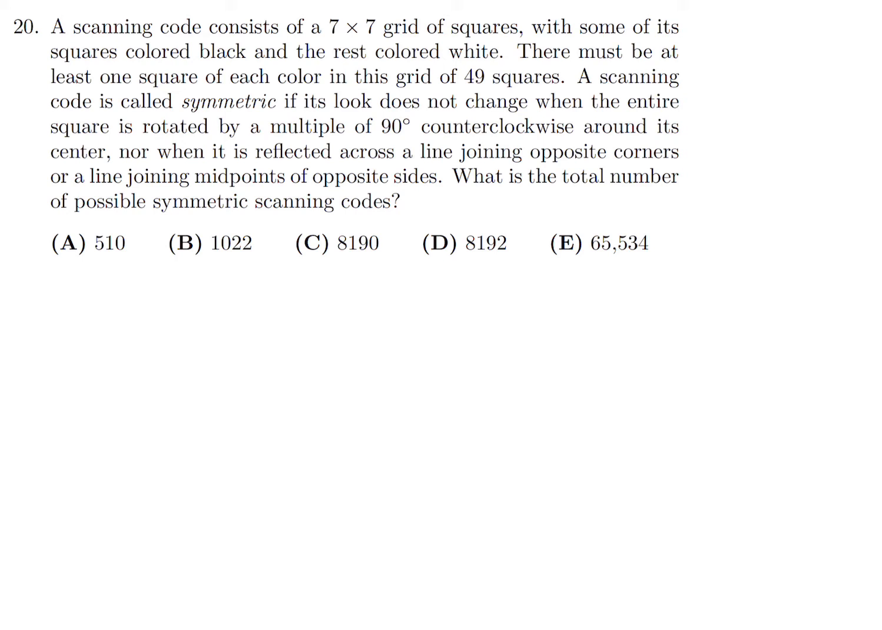A scanning code consists of a 7x7 grid of squares with some of its squares colored black and the rest colored white. There must be at least one square of each color in this grid of 49 squares. The scanning code is called symmetric if it does not change when the entire square is rotated by a multiple of 90 degrees counterclockwise around its center, nor when it is reflected across a line joining opposite corners or a line joining midpoints of opposite sides. What is the total number of possible symmetric scanning codes?